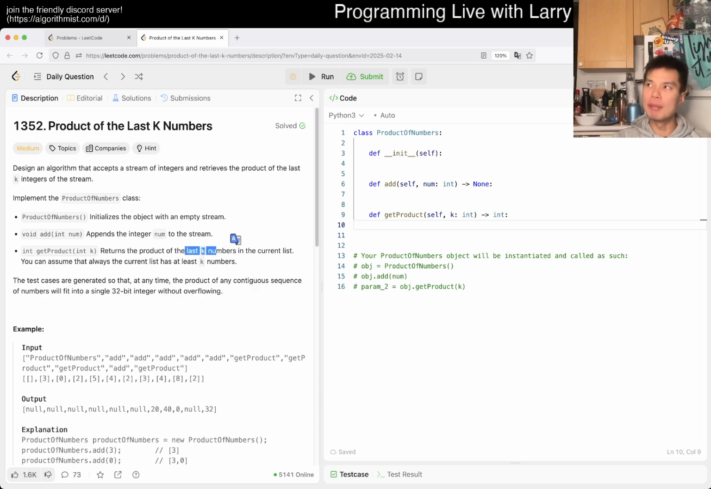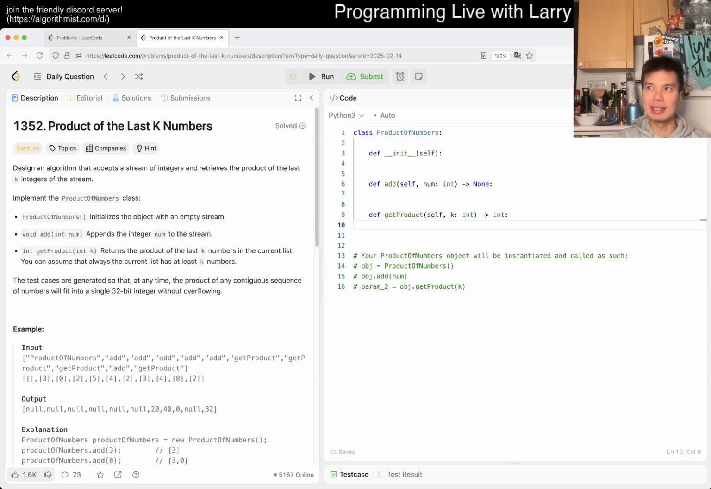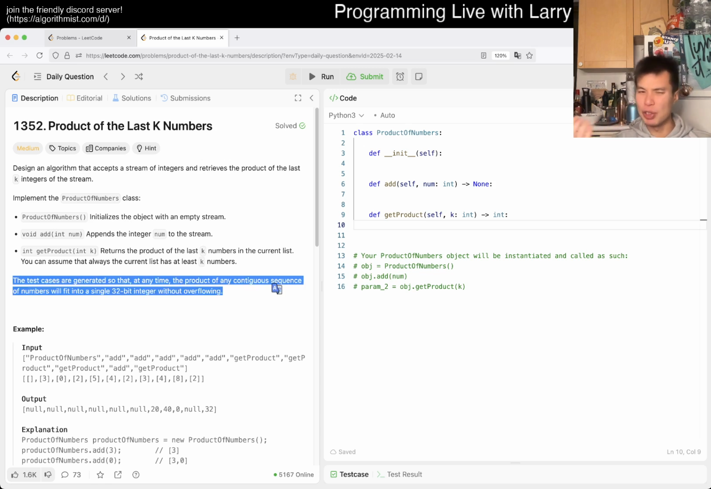That's a little bit different from any subarray, right? Because you only need the last k. That means that if you see a 0, everything to the left of the 0 you don't have to worry about anymore, right? So at the very least, that means something. And because of this, like I said, there'll be at most 32 numbers if you don't count the ones.